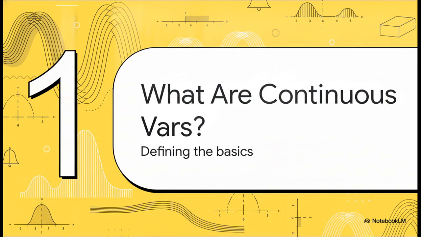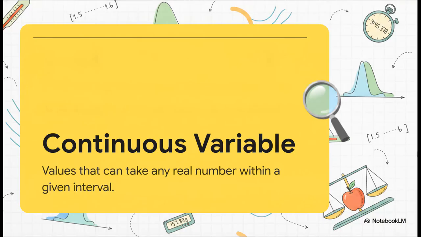Section 1. What are continuous variables? So by definition, a continuous random variable is a variable whose values can take any real number within a given interval. What does that actually mean in plain English? Well, practically speaking, it just means we are measuring things that don't land on clean, exact, whole numbers. They fall within a range. Think about the exact temperature outside, the precise time it takes you to run a mile, or even the exact weight of an apple. These measurements don't just hop neatly from 1 to 2 to 3. They flow continuously, and they can fall literally anywhere within a specific range.